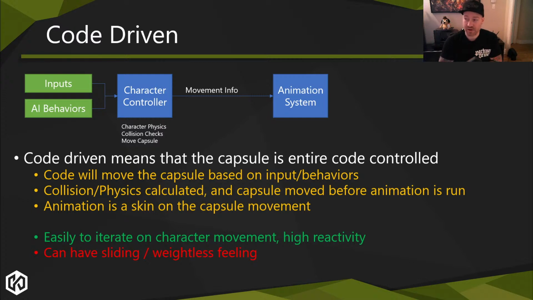It's super easy to iterate on character movement because it's all code. You have a high reactivity because you can do whatever you want. Again, code. There's no realism. It doesn't have to match animations. It's literally whatever you want it to be, Mario style, bouncing up and down super fast. It can have the downside of feeling slidey and weightless. Again, because you're not respecting what the animations are doing, that's the downside.